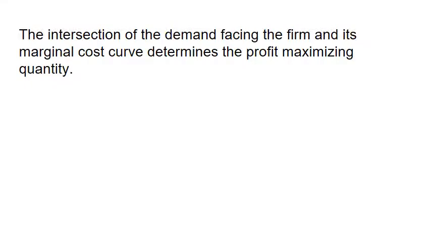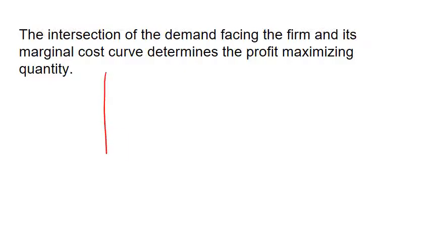A student can use graphs to easily identify the quantity that maximizes profit and the maximum profit the firm can earn. You start by finding the quantity that maximizes profit. The intersection of the demand facing the firm and its marginal cost curve determines the profit maximizing quantity. Let's break this down a little bit and draw a graph.